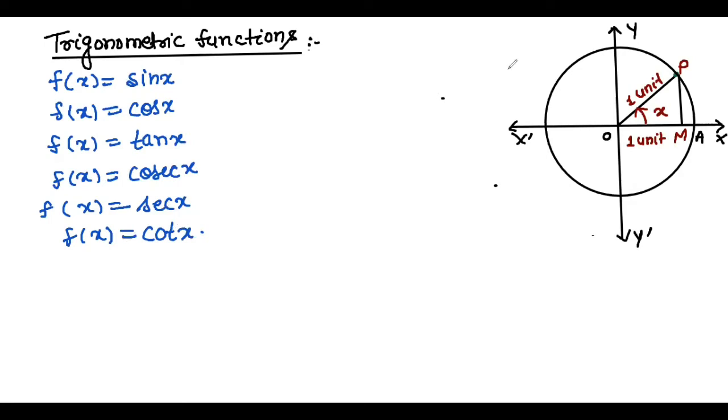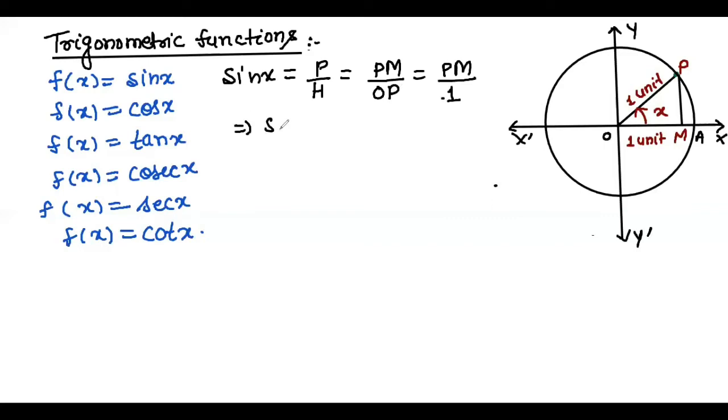Now I have drawn here one circle. This is a unit radius circle, meaning OA radius is 1 unit. Similarly, OP is again a radius. This is 1 unit. So we'll discuss here the coordinates of point P. We know that sin x equals perpendicular by hypotenuse. So perpendicular is here PM. PM divided by OP. So PM we don't know and OP is 1. So we can write here sin x equals PM.